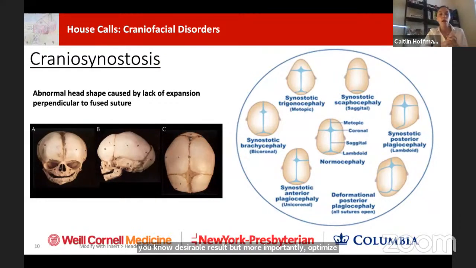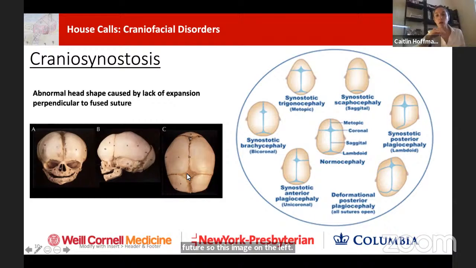So craniosynostosis is described as abnormal head shape that is caused by lack of expansion of the skull perpendicular to an abnormally fused suture. This image on the left is an image of a normal infant skull, just to review the position of the normal sutural openings in the bone.